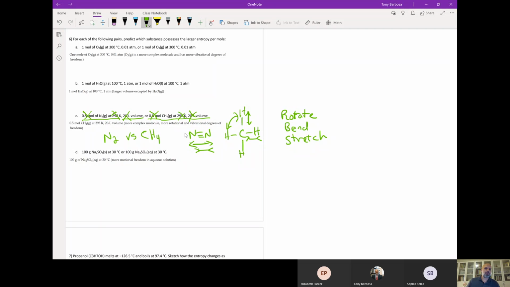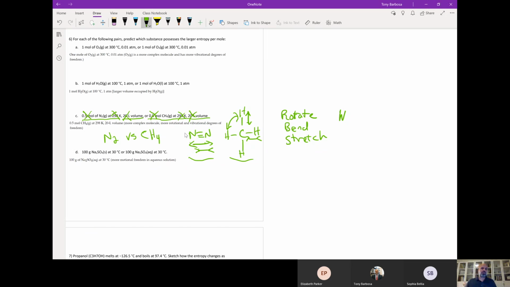So the more complex, the more bonds that you have, the more movements you have in combination, which leads to higher degrees of freedom and overall higher entropy, because you have more possible microstates. Those microstates W that exist, we have more possible microstates with methane than we do with nitrogen gas. Does that make sense? Because you have a lot more movements.